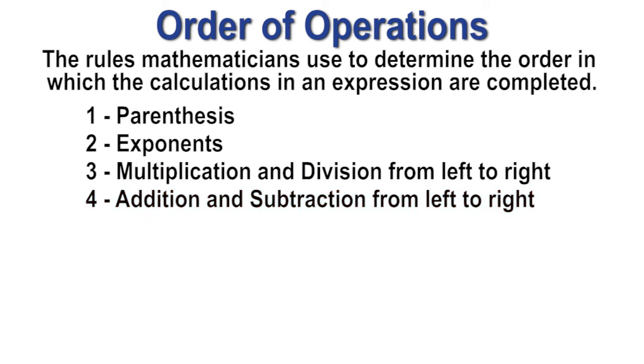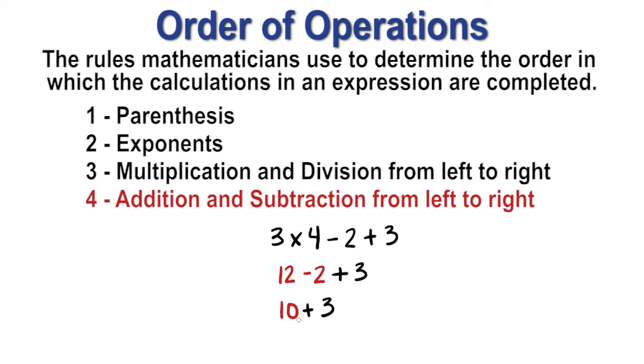For example, students will know in the expression 3 times 4 minus 2 plus 3, the 3 times 4 will be completed first. The expression will now read 12 minus 2 plus 3. The next step will be to take away 2 from 12 for a difference of 10. Now the expression reads 10 plus 3, which equals 13.